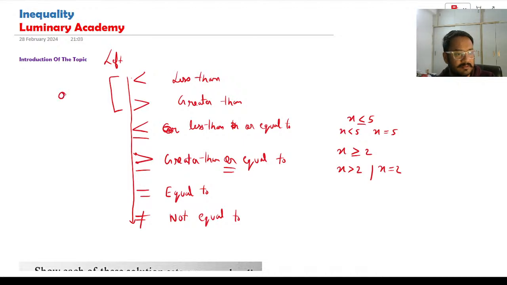Now here what we generally do is basically for these two signs we put these type of symbols like this, right? And for this sign we put these type of symbols. So this is basically for greater than or equal to and less than or equal to, and this sign is for greater than or less than, right? So this is how we need to solve.